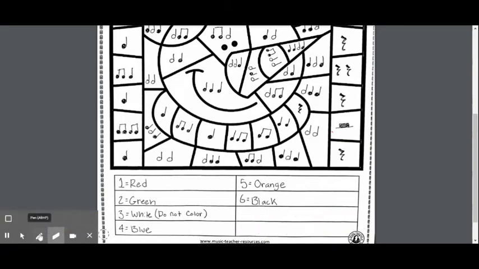However, we don't see this on the page today, but eighth notes could also look like this. And if they're by themselves, that means that it's only worth half of a beat.